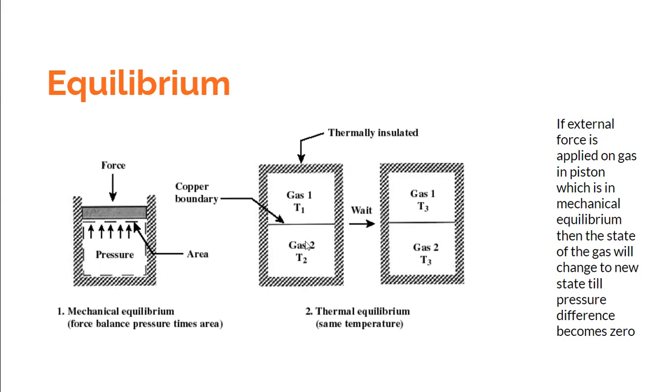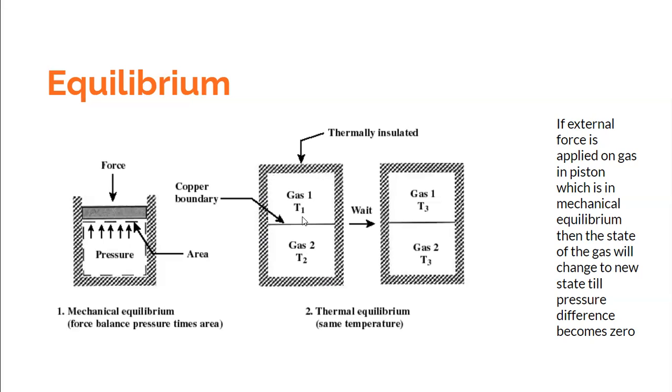Similarly, take the second case wherein there are two gases enclosed in an insulated container, and these two gases are at two different temperatures, right? So as long as these two gases are at two different temperatures, there would be a process happening. We cannot say that this system is in thermodynamic equilibrium, right?